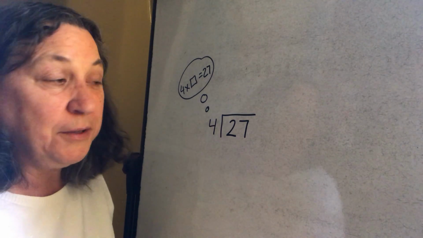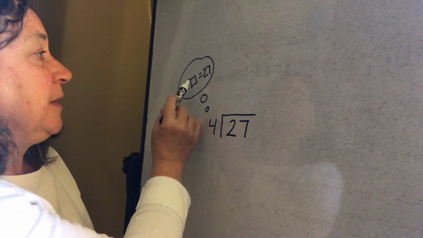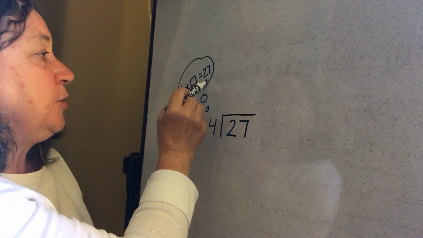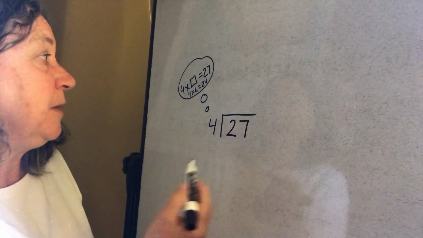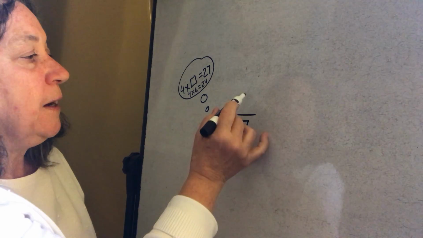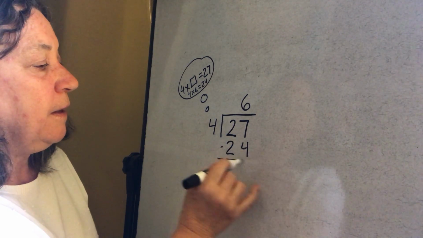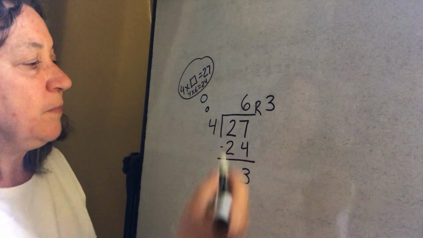All right, so let's see how you did. You probably said 4 times 6 is 24 was as close as you could get because 4 times 7 is 28, and that's too big. So 4 times 6 is 24, and you subtracted and got a remainder of 3.